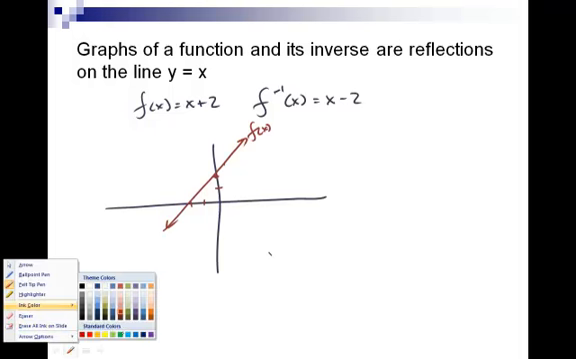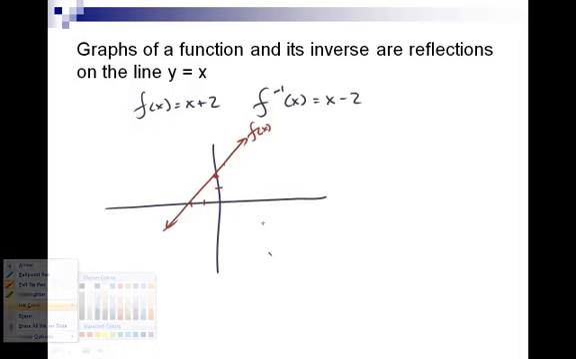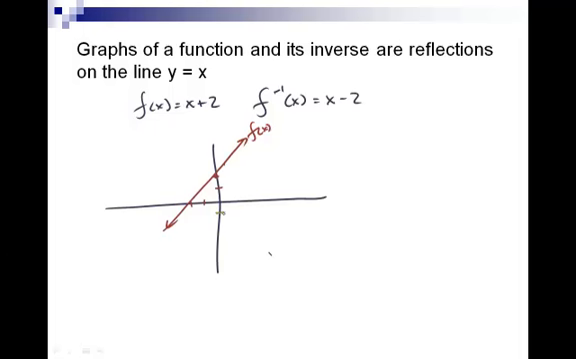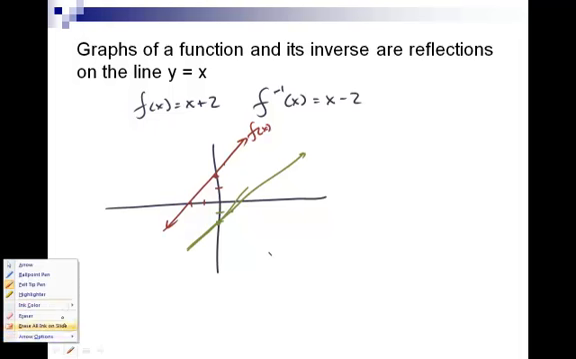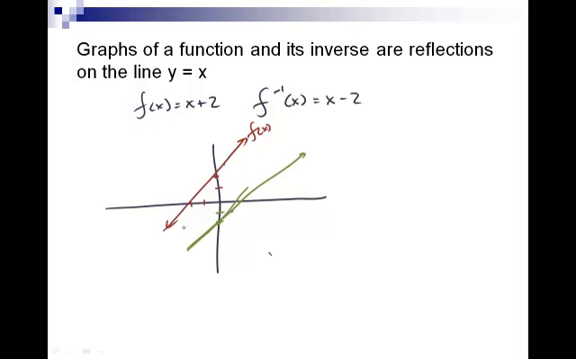Then if I graph f inverse of x, I go to negative 2, and it has a slope of up 1 and to the right 1, and it looks something like this. Now, this is a very, very simple function, but hopefully we can see that if I draw in the line y equals x, these two are reflections on either side of it.